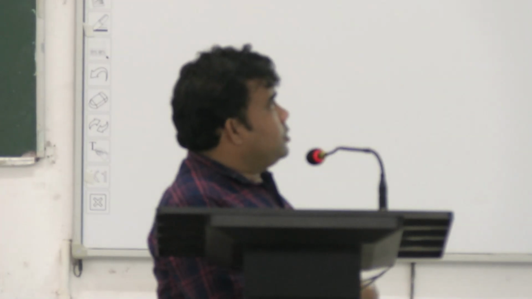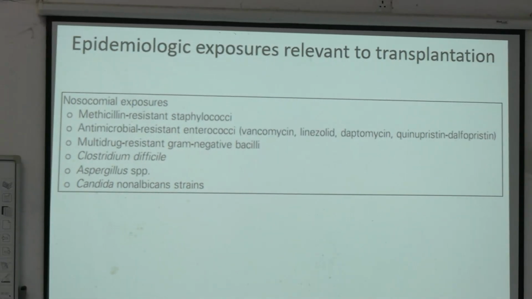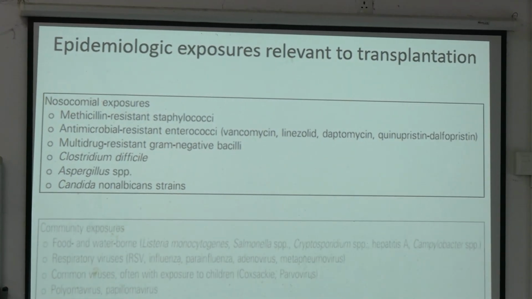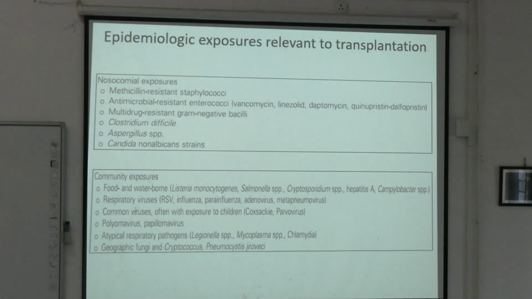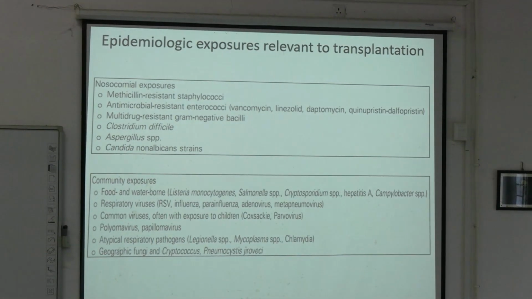Furthermore, if we look at the exposures of the infective pathogen, we can again classify them based on the place from which they have been acquired, either nosocomially or from the community. Obviously, when we are looking at community exposure, we have to look at the exposures, either food or waterborne, or respiratory viruses or common viruses.